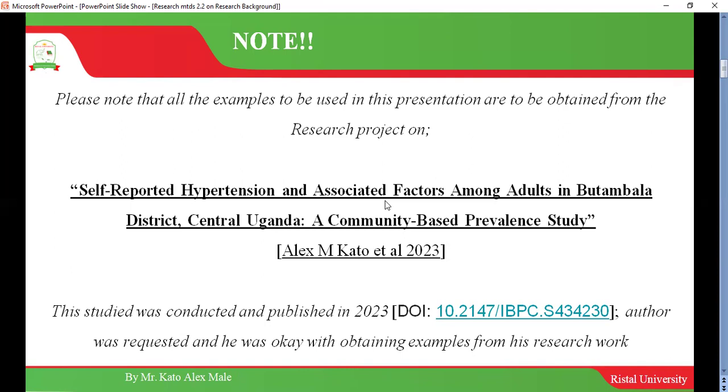There is also the DOI that I provided there, which is another way of accessing it. The author was requested and he was okay with obtaining examples from his research work. We couldn't use examples without actually following the authentic processes.